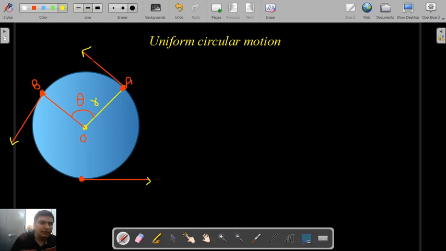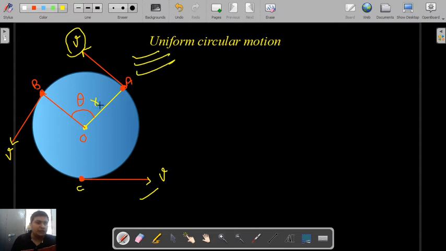So suppose the velocity at point A is v, velocity at point B is v, velocity at point C is also v. So in this case this particular motion is called uniform circular motion. Which means when a particle moves on a circular track or circular path with a constant linear velocity, then the motion of the particle is called uniform circular motion. This is the definition of uniform circular motion.